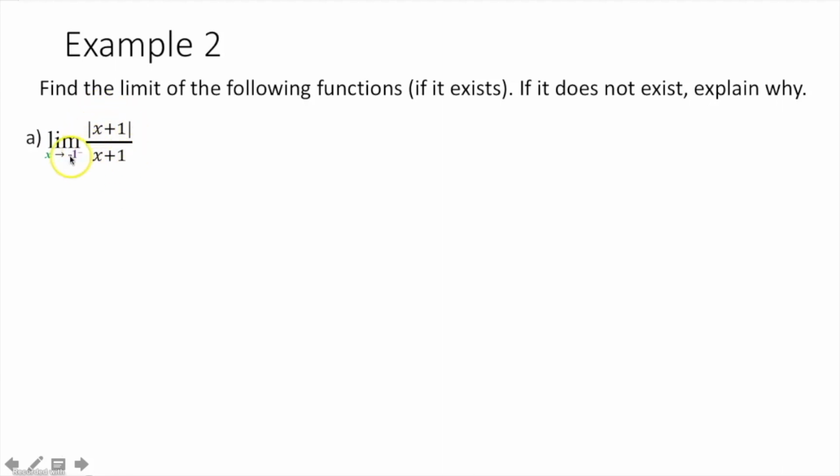Now remember, you always try to plug it in first, and if I were to plug this in, I'd get -1 plus 1, which is 0, over -1 plus 1, which is 0. So 0 over 0, that's an indeterminate form. I must try to simplify this somehow.